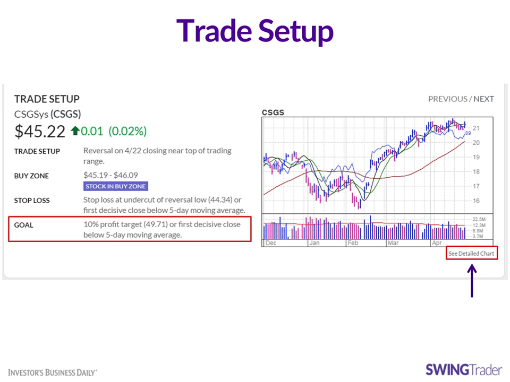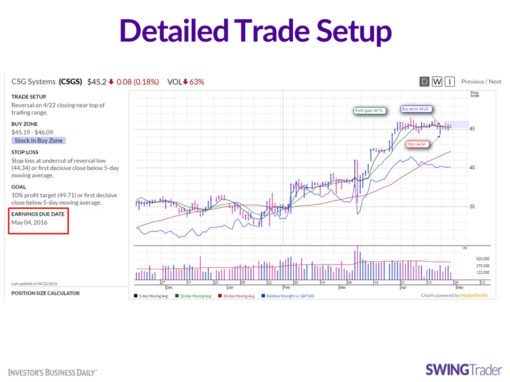Now, if you look over to the right, you're going to see a chart on each one. If you click on the detailed chart link, or if you just click anywhere on the chart, it will pull up that individual trade, and that's where you'll see the annotations. And as we said before, it's going to be very quick: buy zone, start, stop, and profit. We also are going to put the earnings due date on there for you.